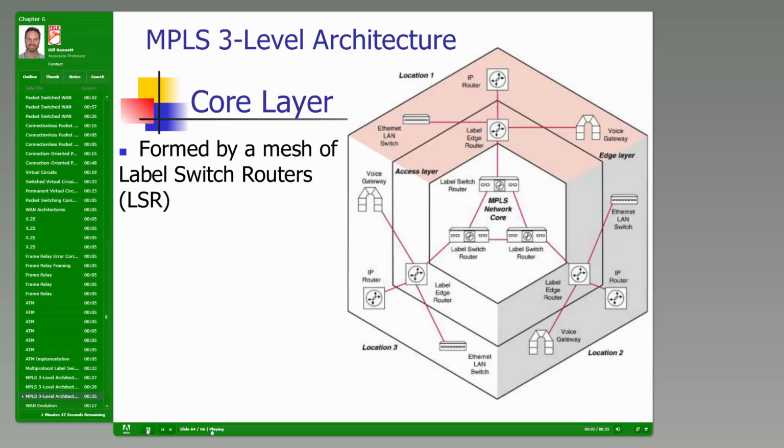And the core layer, then, you can see is formed by a mesh of label switch routers, or LSRs, and so they're responsible for taking the traffic from one location, all of the non-MPLS traffic that's been encapsulated there at the access layer, to then route it from location 1, say, to location 2 or to location 3, from point A to point B.